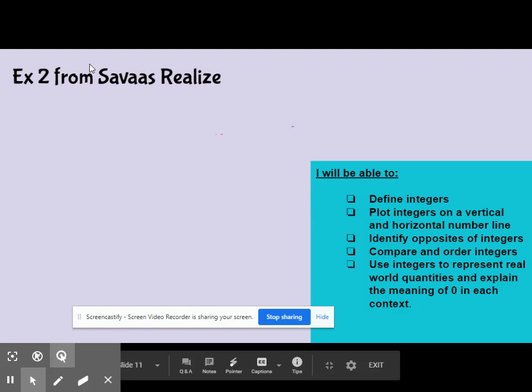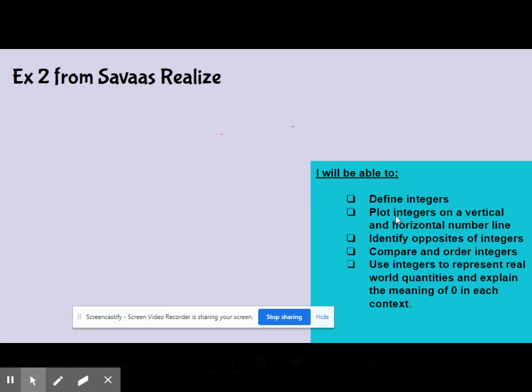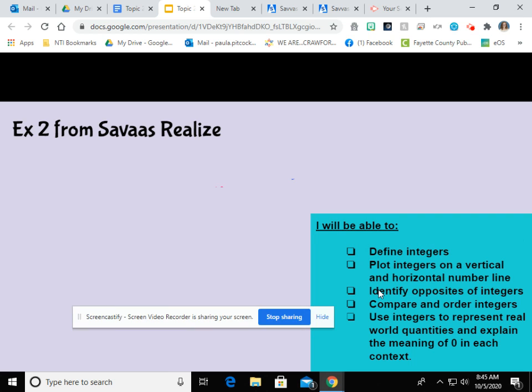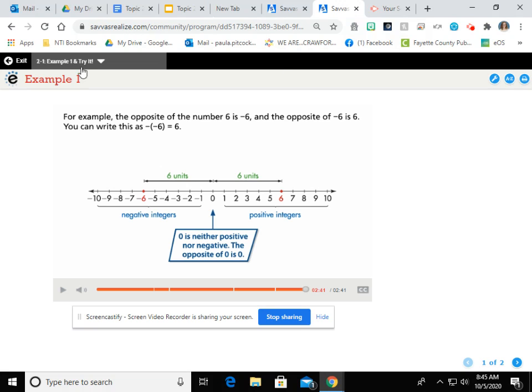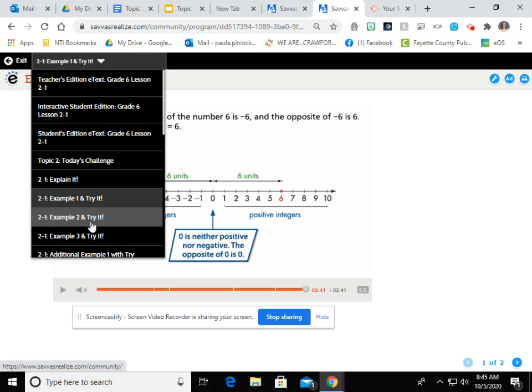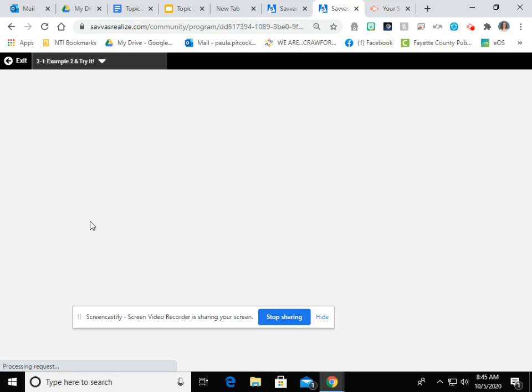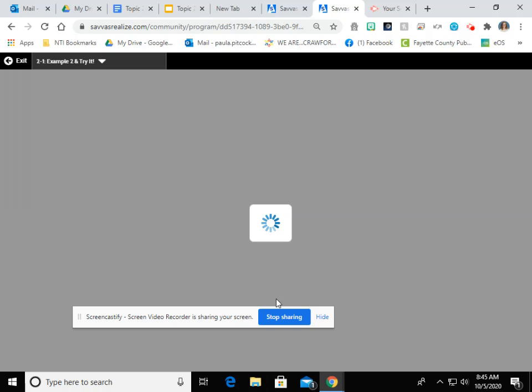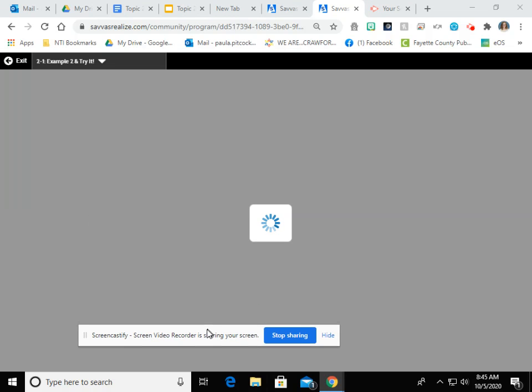All right, now we're going to do example 2 from Savvas Realize. Remember, these are our goals. We're going to define integers, plot integers, and identify opposites. We might even compare and order. So I need to go to Savvas Realize, example 2. Bless my slow computer.